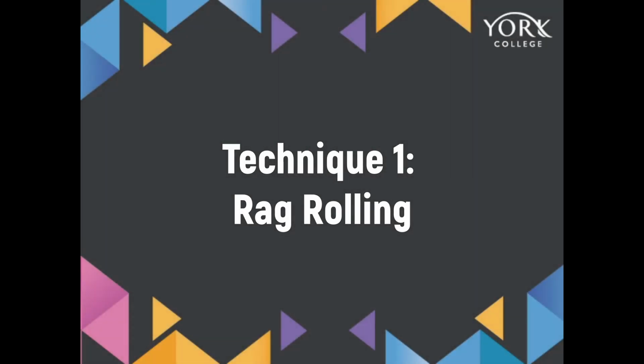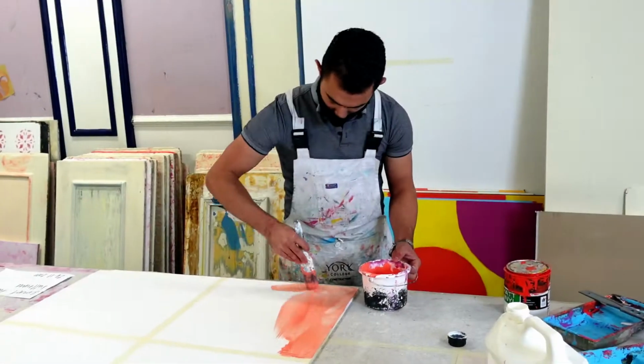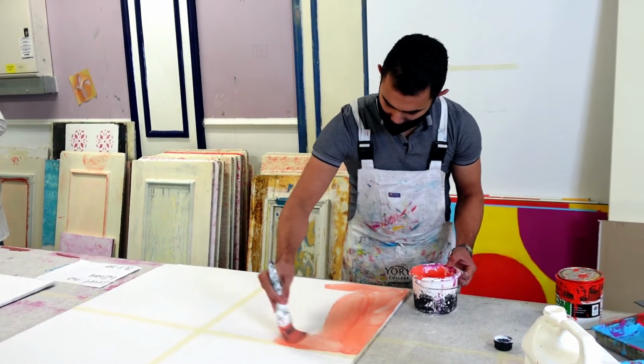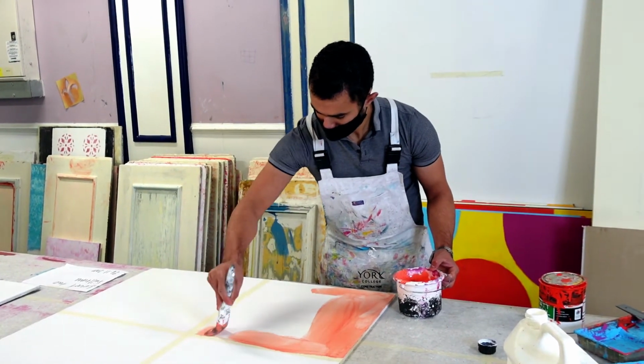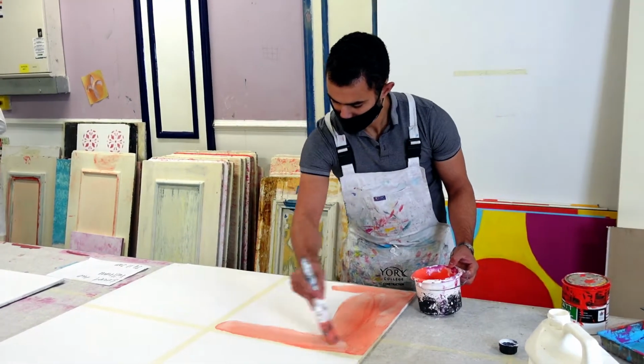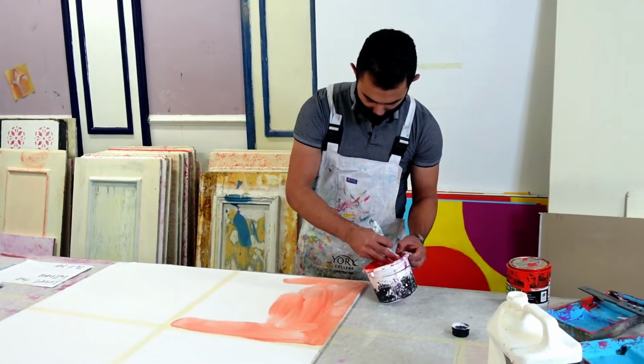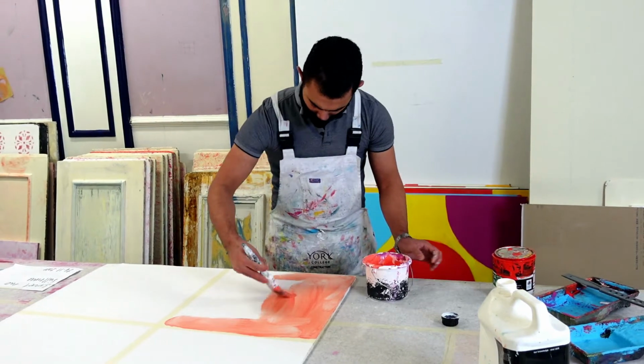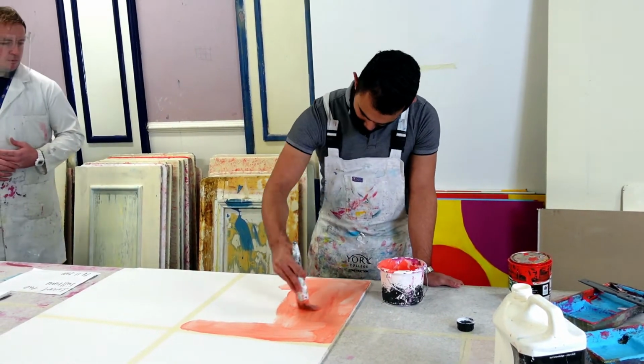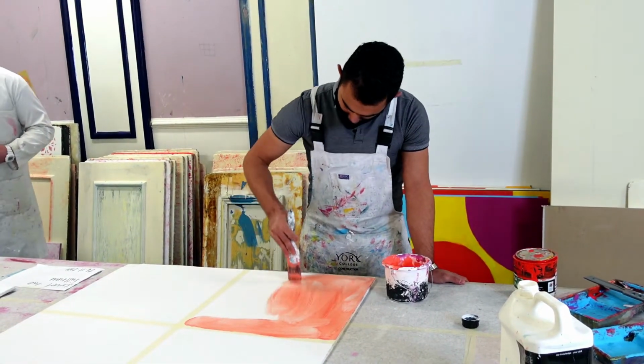Technique 1, rag rolling. As you can see, Ali's demonstrating some rag rolling for us today. There's two sorts of rag rolling within paint and decorating, rag rolling on and rag rolling off. What you're going to see today is rag rolling off. So first things first, you've got to mix the paint correctly. It's not just normal paint you would use. What you do is you mix something called scumble glaze with the paint.